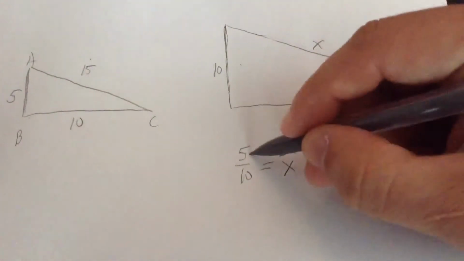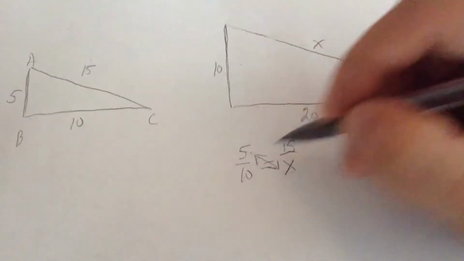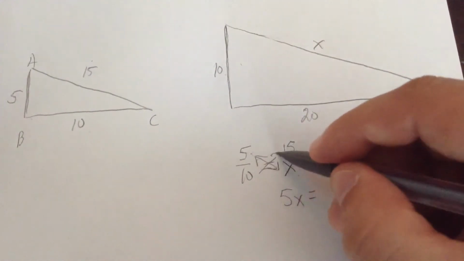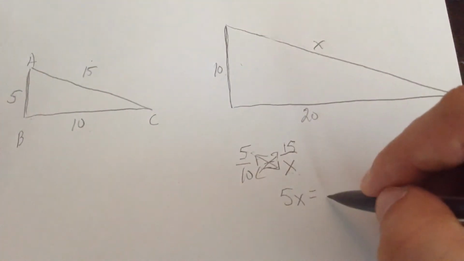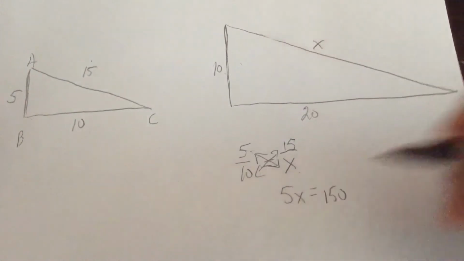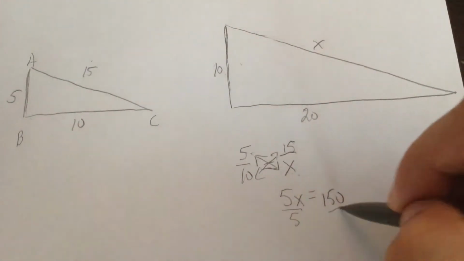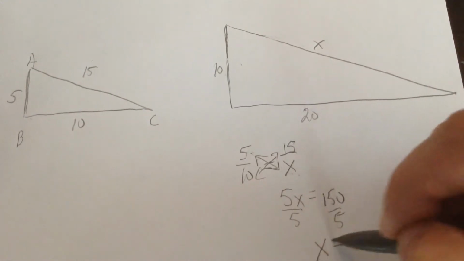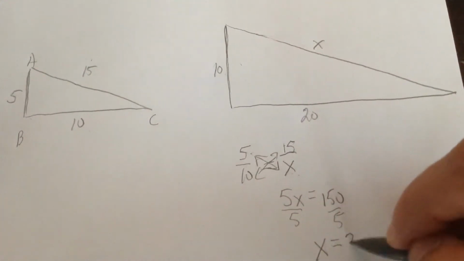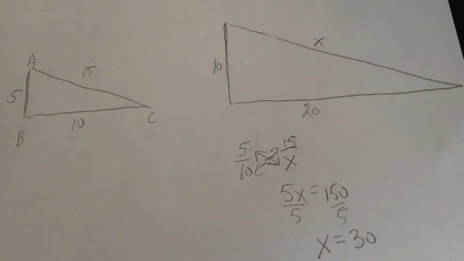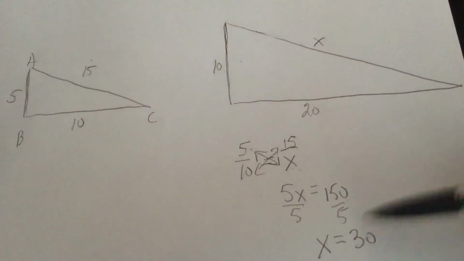So 5 times x is 5x, equals 10 times 15, which is 150. Okay, that's a multiplication problem, so I'll divide by 5 and say x equals 30. Now if you would have seen that the scale factor was 2 right off the bat, you could have done that right away, but it doesn't always work out that easy where it's just a nice whole number.